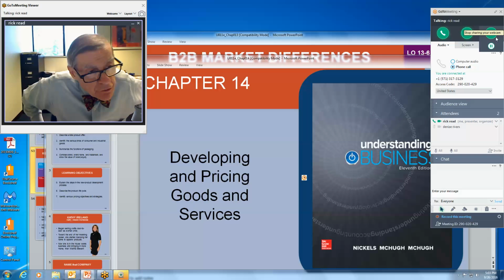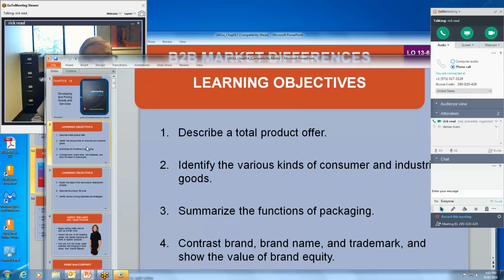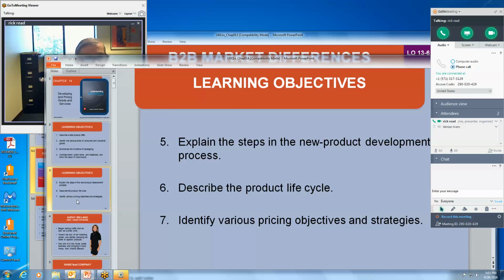All right, 5:03, we're back. Chapter 14, developing and pricing goods and services. Our learning objectives for this chapter are to describe a total product offer, identify the various kinds of consumer and industrial goods, summarize the functions of packaging, contrast brand name and trademark, show the value of brand equity, explain the steps in new product development, describe the product life cycle, and finally, identify varying pricing objectives and strategies. Okay.